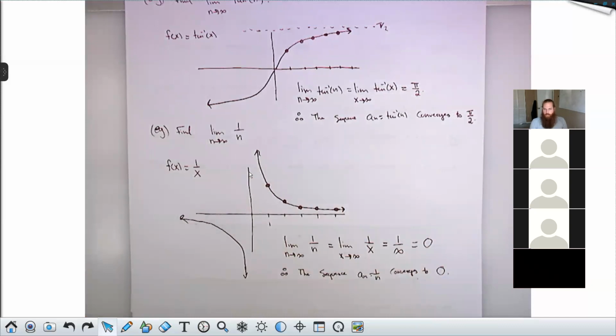Why do the sequences converge? Because the limit of the sequence does exist and it is finite. The limit of this first sequence is pi over 2. Pi over 2 is a finite number. So the sequence a_n equals inverse tangent of n has a finite limit. Therefore, I say that sequence converges. And the language we use here, we say the sequence converges to pi over 2. Making sense?